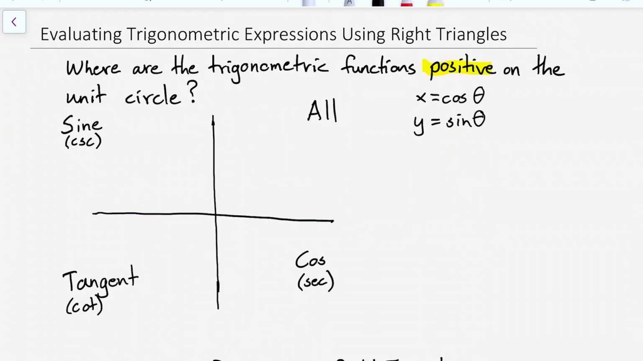Some people remember which values are positive in each of the quadrants by looking at the first letter of each of these words: A, S, T, C, or, as I learned it many years ago, All Students Take Calculus. This is one way to remember which of the trig functions are positive in the various quadrants.